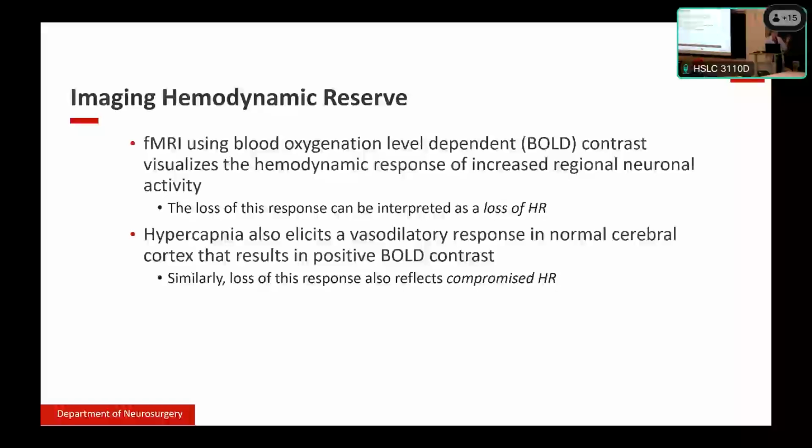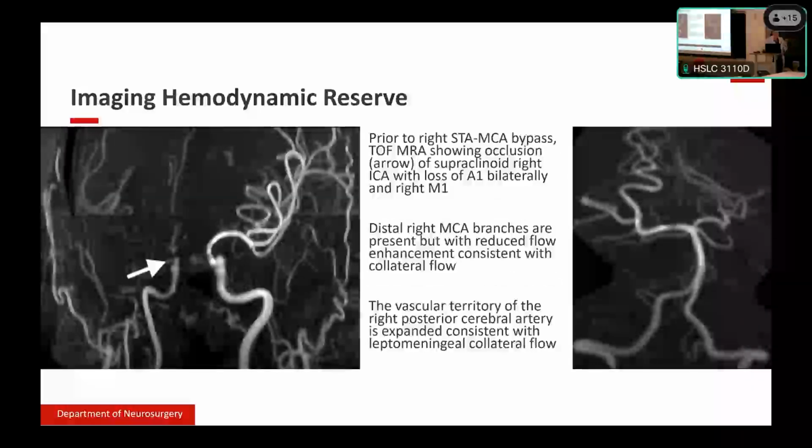Similarly, the loss of response also reflects compromised hemodynamic reserve. So we used this to actually incorporate into our protocol to image hemodynamic reserve. Now, mind you, there are a lot of different ways you can image hemodynamic reserve. This is really just the way that we did, and I think that it's nice, and I'll explain why in just a couple seconds.